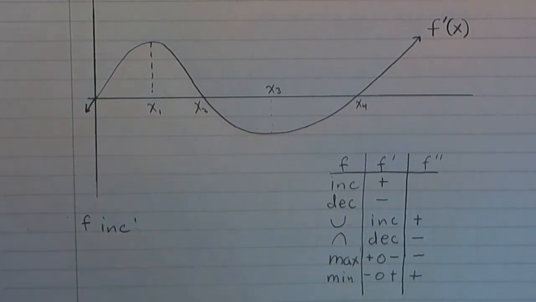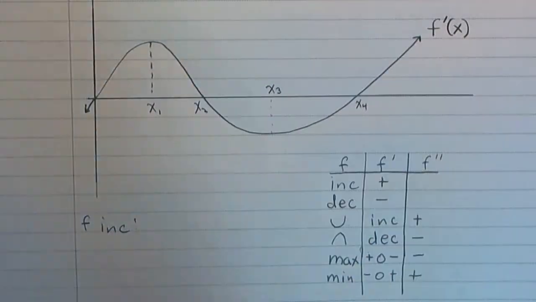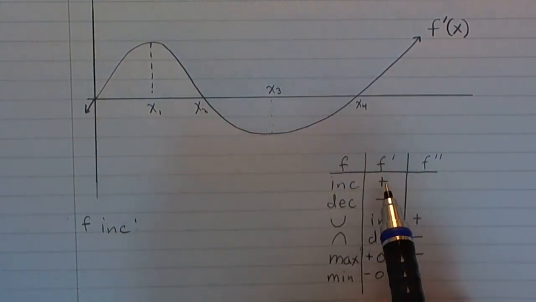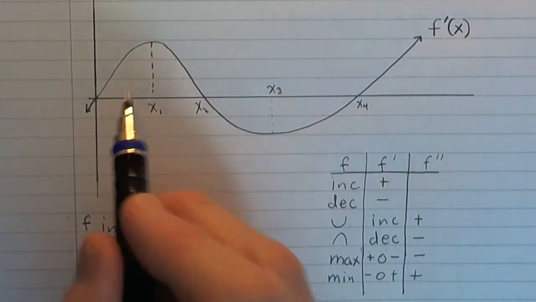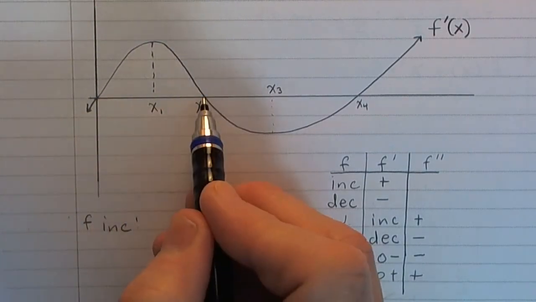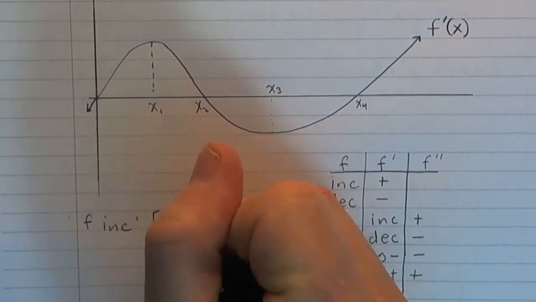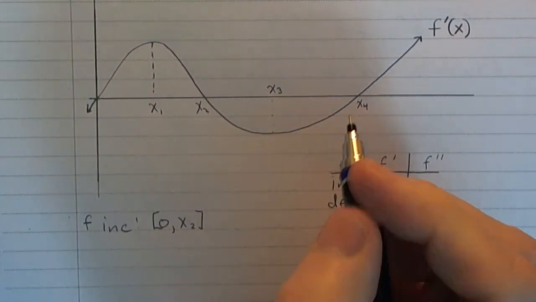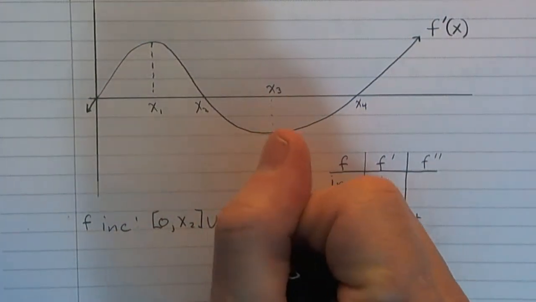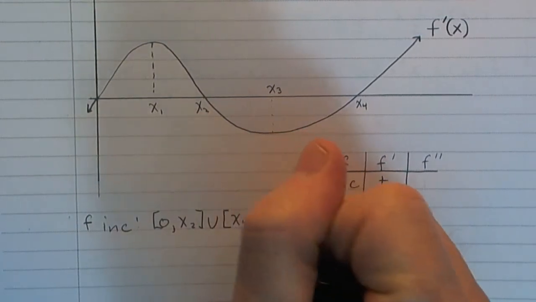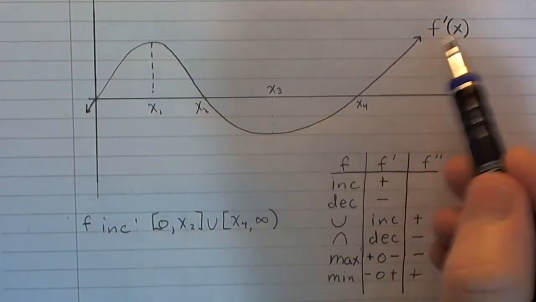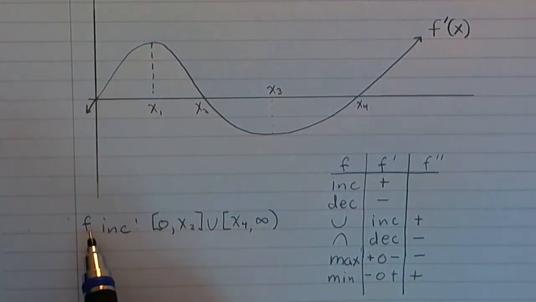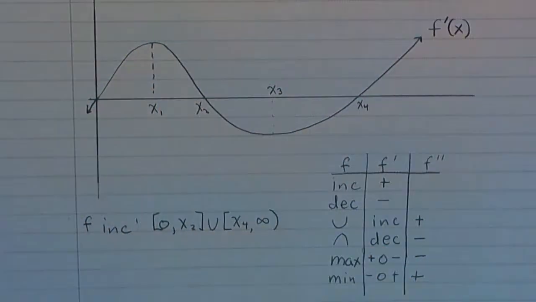Where is f increasing? Well, it's increasing wherever the first derivative is positive. Right? Look at that. The first derivative is positive. That's where it's increasing. So let's see where the first derivative is positive. Well, from 0 to x sub 2, so let's put that down here. From 0 to x sub 2. Where else? Oh, over here. From x sub 4 to infinity. See, what we're doing is we're looking at the graph of the first derivative. So it's not saying where is f prime increasing, it's saying where is f increasing. And we want to answer that question by looking at the first derivative.